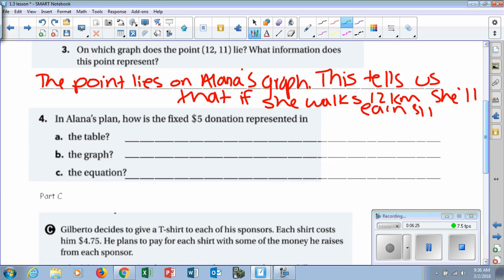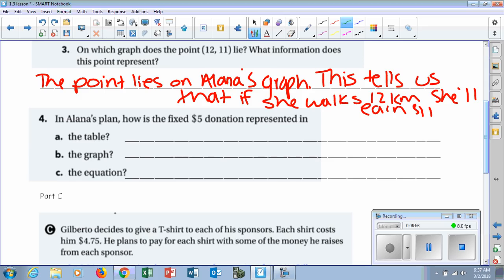If we were to go on to part C now, it says Gilberto decides to give a t-shirt to each of his sponsors. Each shirt cost him $4.75. He plans to pay for each shirt with some of the money he raises from each sponsor. Write an equation that represents the amount of money Gilberto raises from each sponsor after he has paid for the t-shirts. Explain what information each number and variable represents.